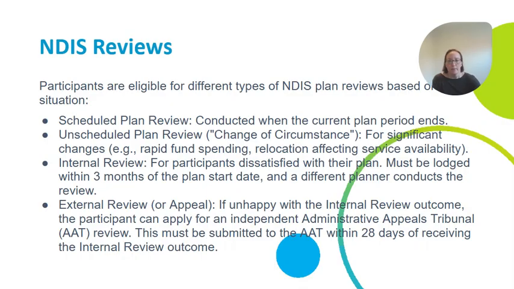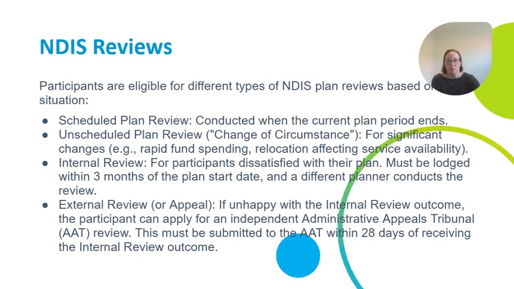for. So if they've got a scheduled plan review, that's generally yearly, or if it's a 2-year plan, it would be every 2 years. You can have an unscheduled plan review, which is when there might be a change of circumstance. So, for example, if the participant relocates and the availability of service reduces, they may need a change of circumstance plan. There may also be a change in the client's condition. So the client has deteriorated a lot faster and needs more support than the funding that has been allocated in the current plan.